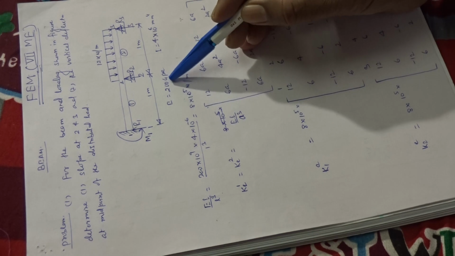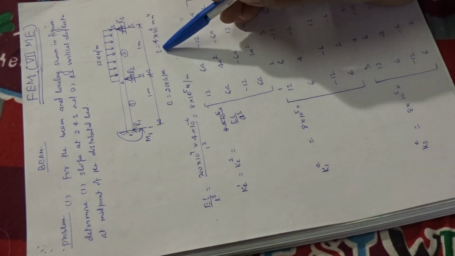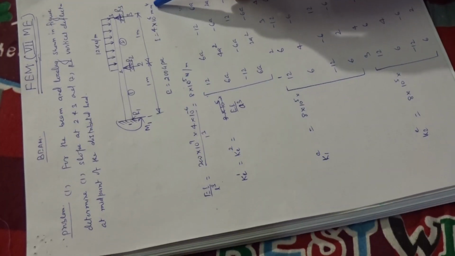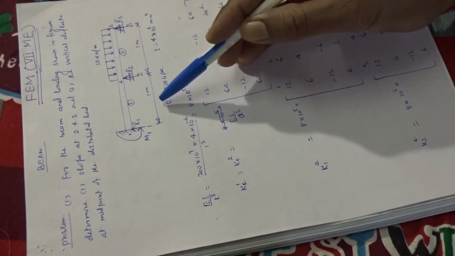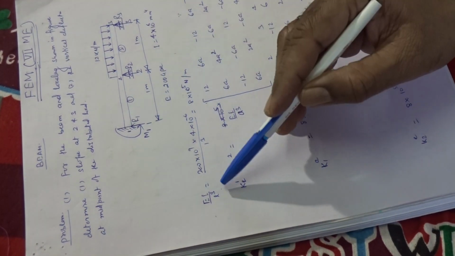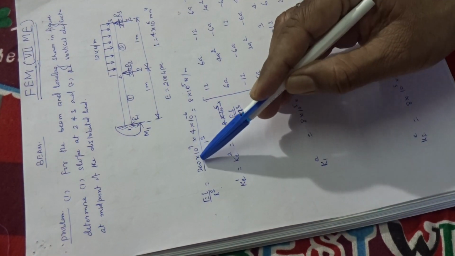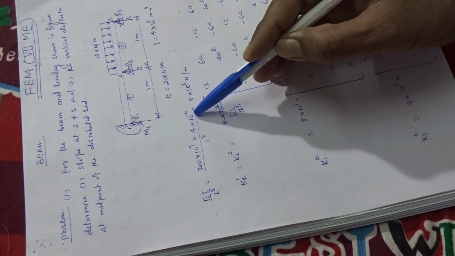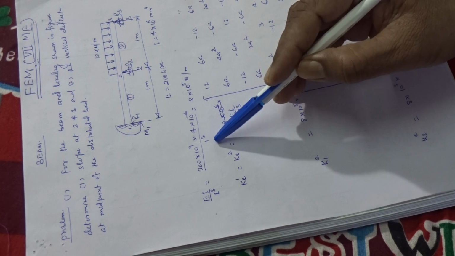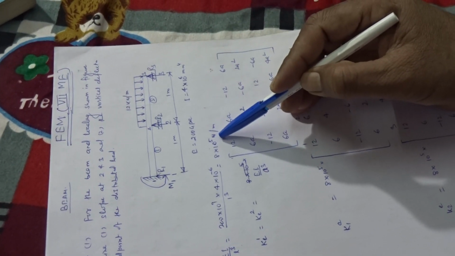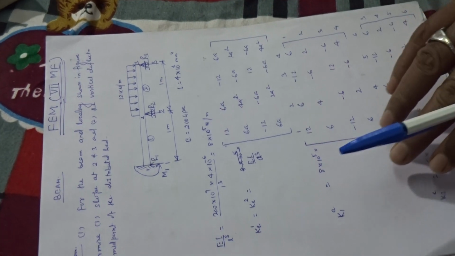E, Young's modulus, is 200 gigapascal, and moment of inertia I is equal to 4 into 10 to the power minus 6 m^4. So first, EI by L cubed is equal to 200 into 10 to the power 9 into 4 into 10 to the power minus 6, divided by L cubed. This becomes 8 into 10 to the power 5 Newton per meter.